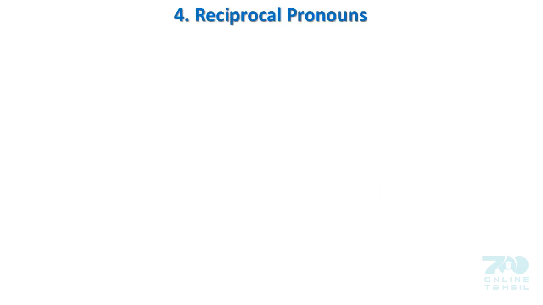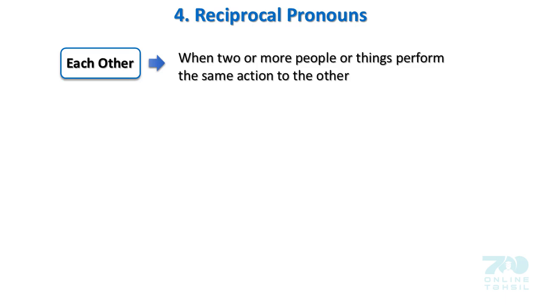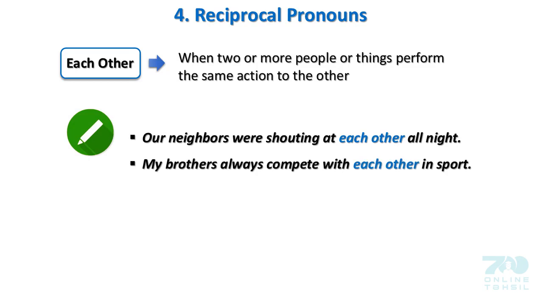4. Reciprocal pronouns: each other and one another. We use each other when two or more people or things perform the same action to the other. Our neighbors were shouting at each other all night. My brothers always compete with each other in sport. They didn't know each other's address.